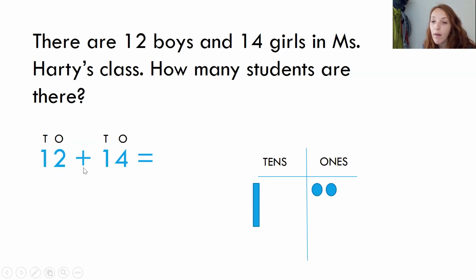So am I going to be drawing some more or taking away, crossing out? This tells me I'm joining. I'm going to be drawing some more. So how many more 10s do I need to draw now? I need to draw 1 more. How many 1s am I going to draw now? I'm going to draw 4 more. 1, 2, 3, 4. Now, who can tell me my answer?